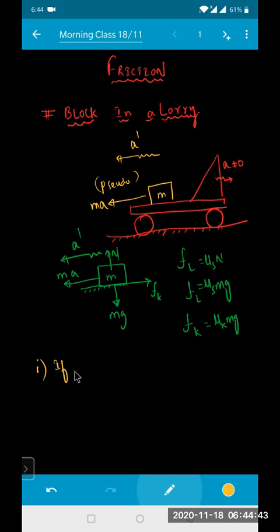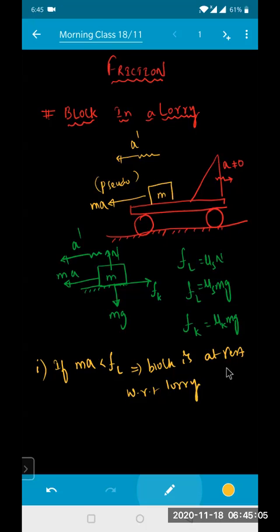So first point. If your force, that is M into A, is lesser than the limiting friction, that means the pseudo force is lesser than the limiting friction, then what happens? Can you tell me? The block is at rest, because the block is at rest with respect to the lorry.